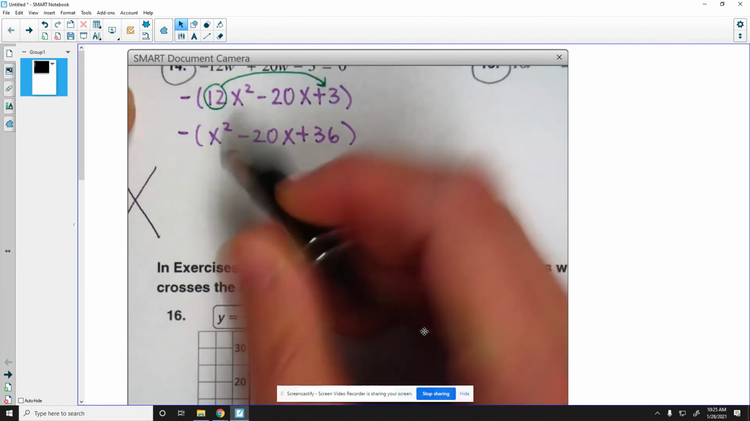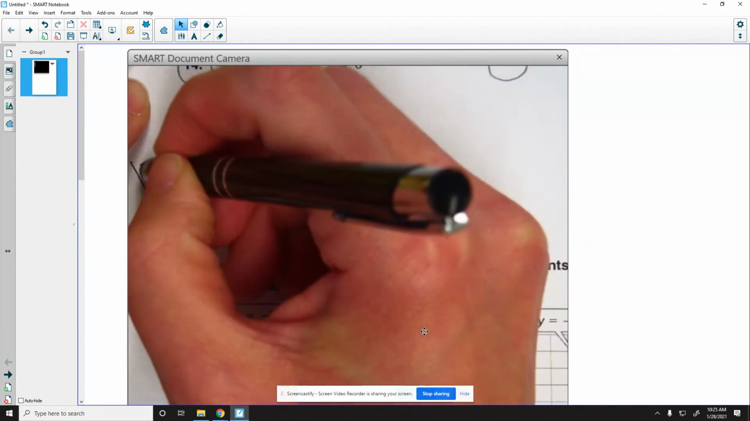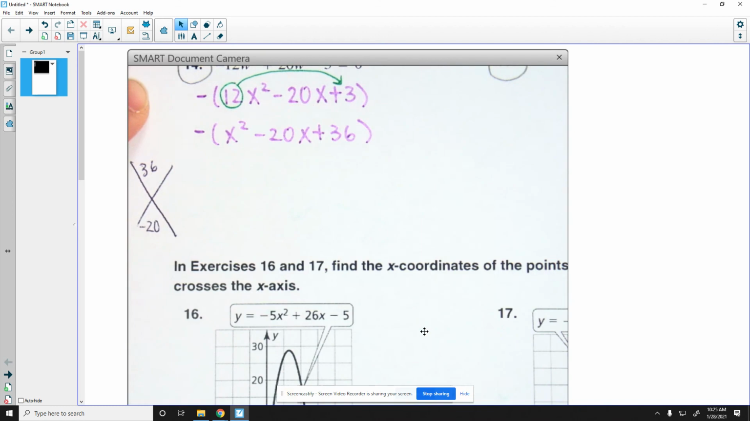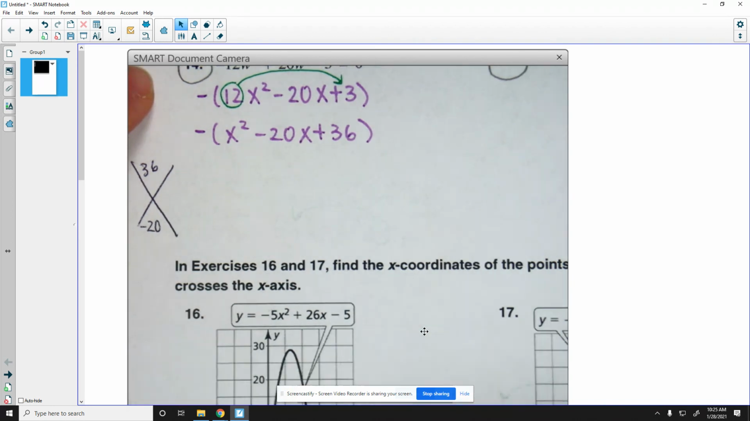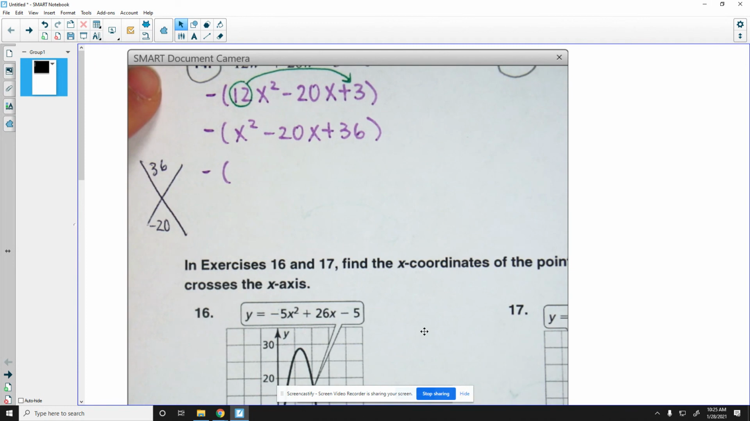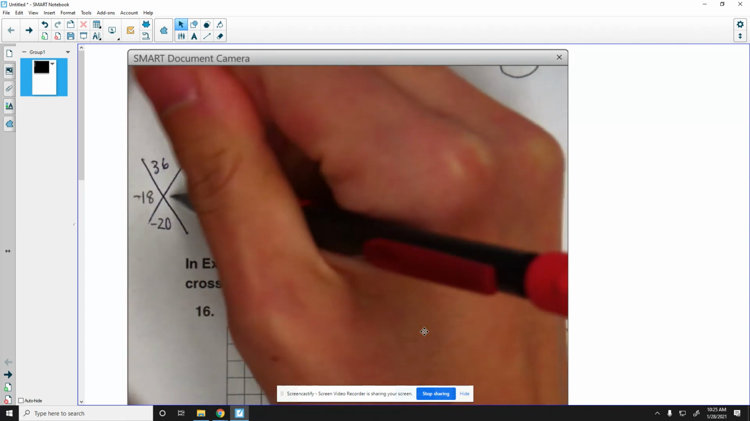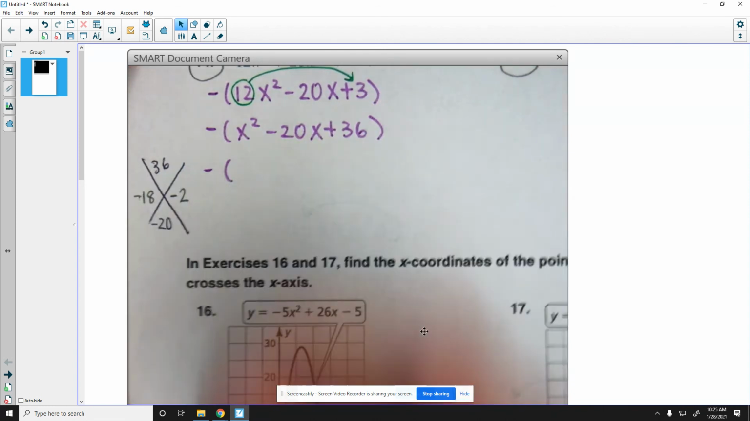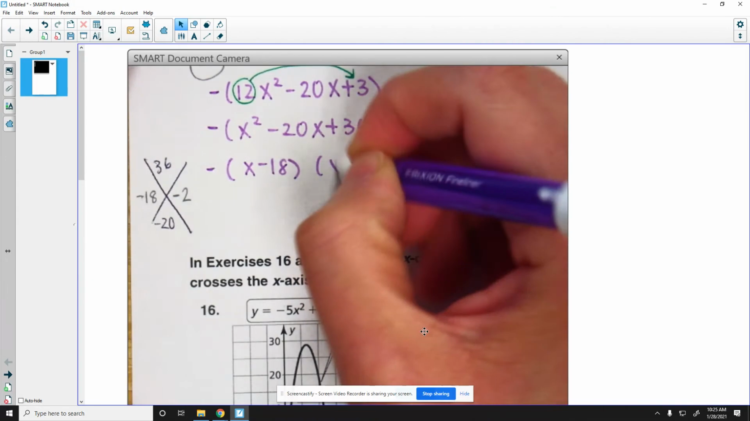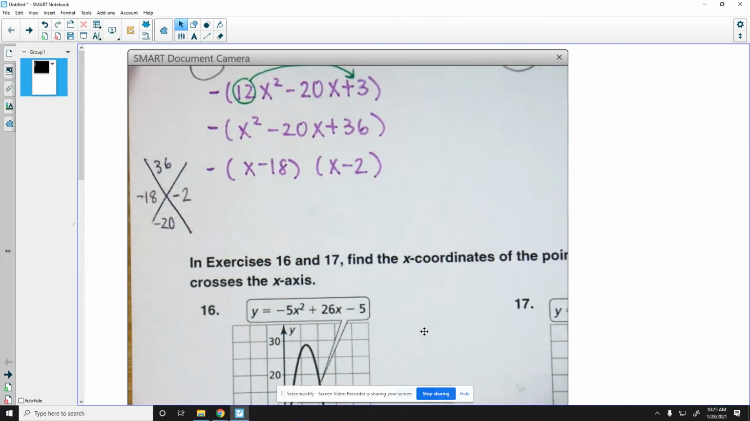Big X, because it starts with a 1, right? If it starts with a 1, now you can do big X. 36, negative 20. 36 is a small number, but 36 has a lot of factors, so it might take you a while. Anyone got it? -18, -2. Very nice. Okay, so that's x minus 18, x minus 2. Boom, done.